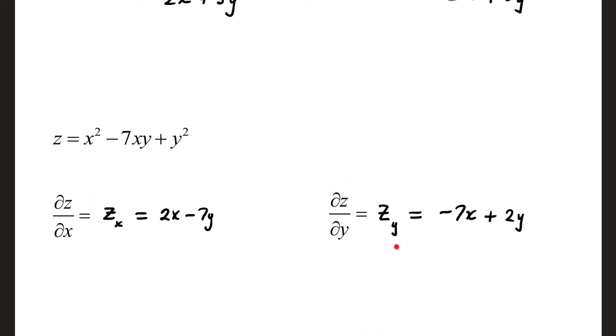The partial derivative with respect to y, starting with our first term, no y, that derivative is 0, nothing to write. The second term, the derivative of y is 1, times negative 7x is negative 7x. The last term, the derivative is 2y.